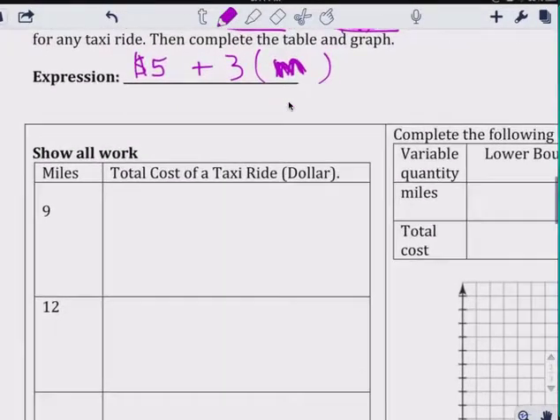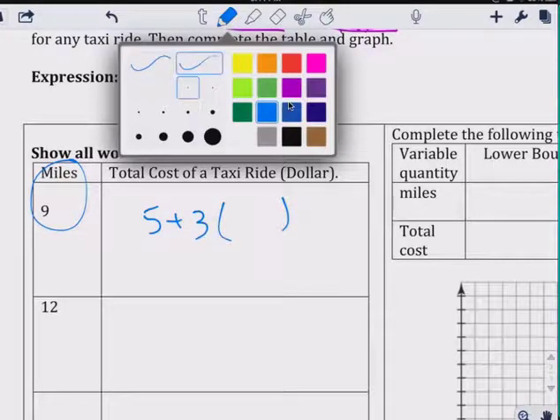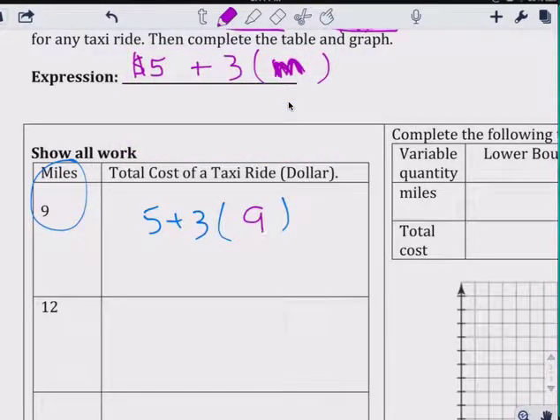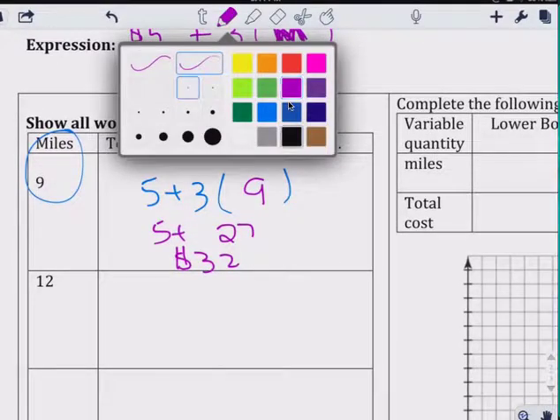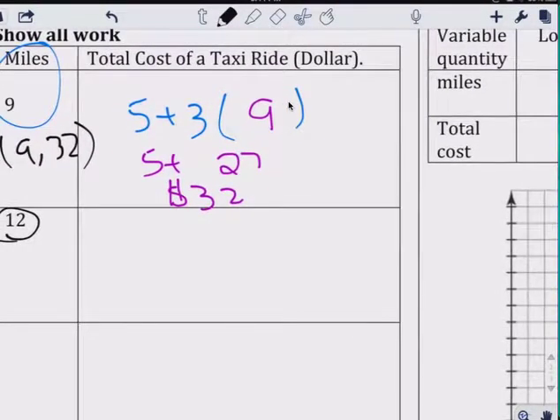Okay? So here, first you went 9 miles. 5 plus 3 times the 9 miles. 27 plus 5 is $32. Now, then you have another customer that went for 12 miles. So this is 9 and 32. You put in 9, you get out 32.